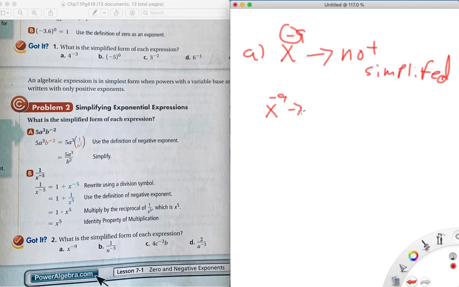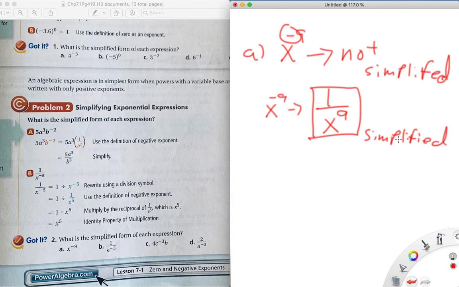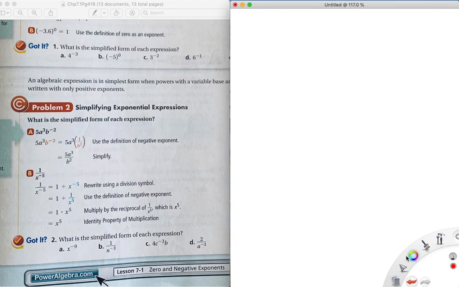And by simplifying it, all I mean is get rid of the negative sign in front of the 9. I know that that means it's the reciprocal. So I'm going to write 1 over x to the 9, and that's it. This is simplified. The 9 gets put in the denominator, the negative sign gets taken away, and we call that simplified.